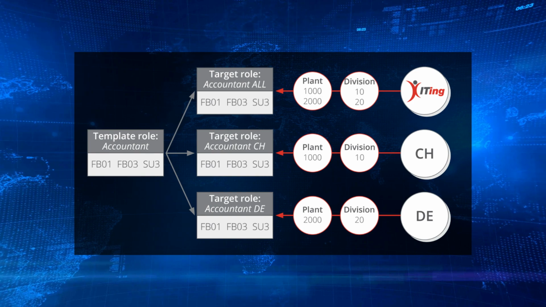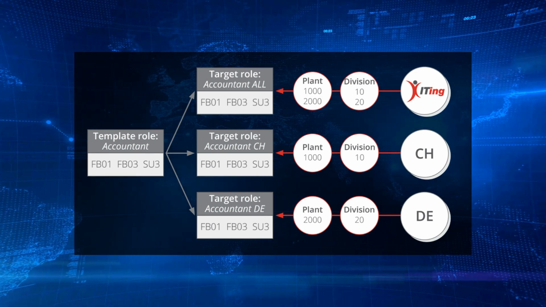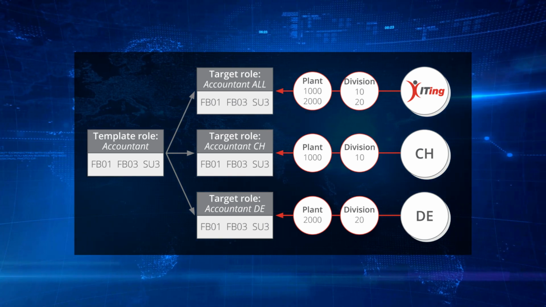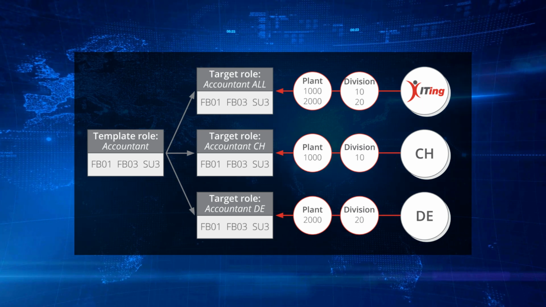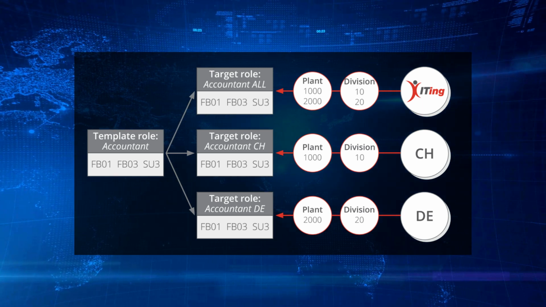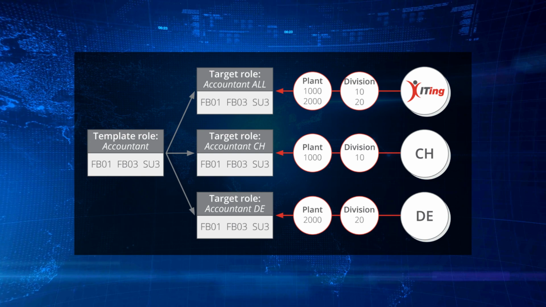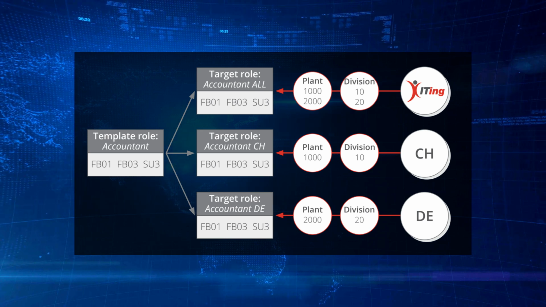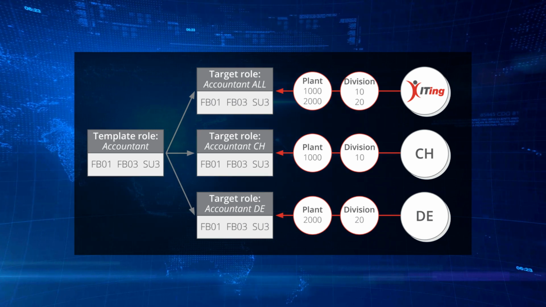Our authorization tool, Xiting Authorizations Management Suite, or XAMS, streamlines this process by structuring all required organizational levels into so-called Orgsets. These sets enable you to adapt large numbers of derived roles simultaneously with a single action. But what exactly is an Orgset?